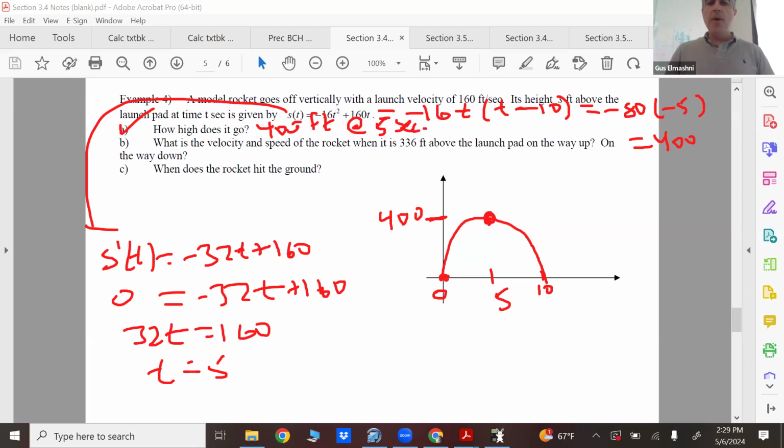Okay. Now, what is the velocity and speed of the rocket when it's 336 feet above the launch pad on the way up and then on the way down? And it said velocity, not speed. So 336, we'll say 336 is right here. So if I drew that tangent line, right? What's the slope of that tangent line?